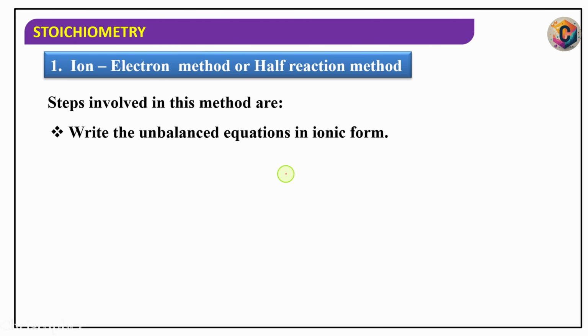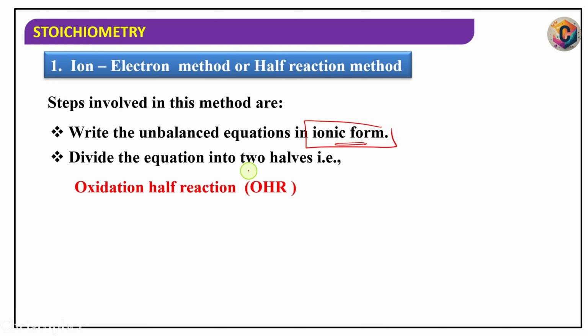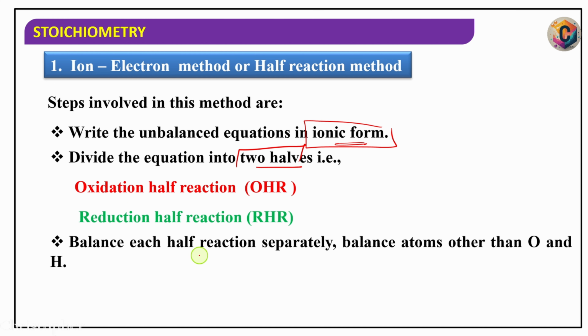The first step is to write the unbalanced equation in ionic form. This is the first important step you need to do. The second step is to divide the equation into two halves. What do you mean by two halves? One is which substance is undergoing oxidation and which substance is undergoing reduction. So these are the two halves you need to find out. Then the next one, you need to balance each half reaction, the oxidation half reaction and the reduction half reaction, separately.